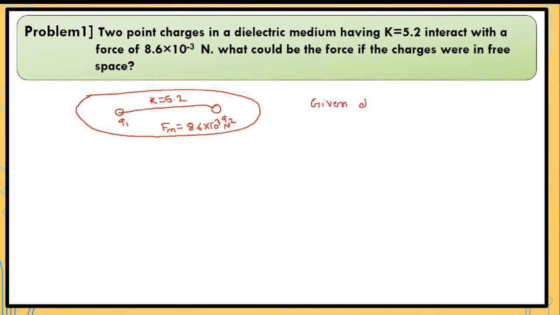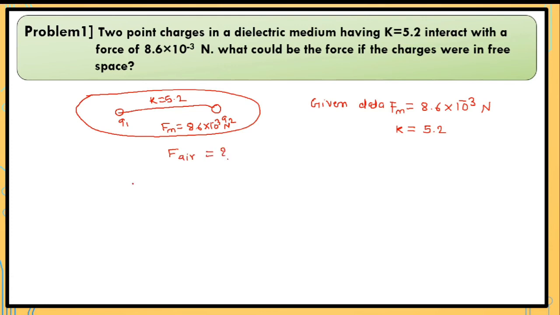So the given data: we have the force in material medium, that is 8.6 into 10 to the power minus 3 Newton, and the dielectric constant, that is 5.2, and we want to calculate the force in air.